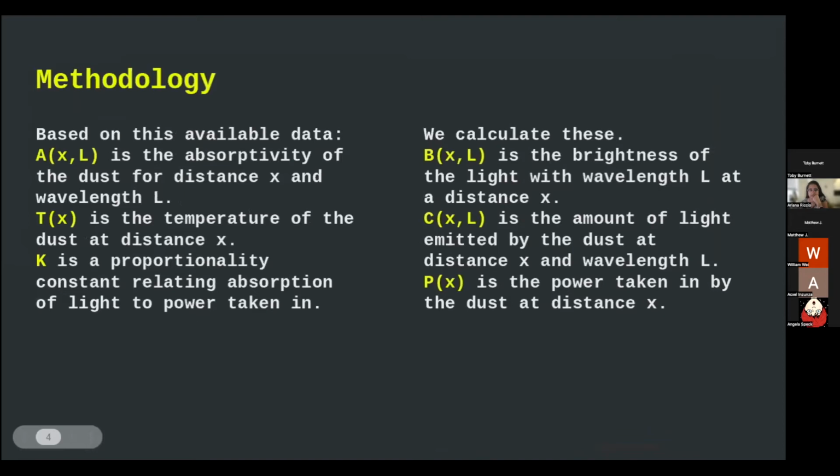Now for the methodology. The data we have available is A of X, L, the absorptivity of the dust for wavelength L and distance X, T of X, the temperature of the dust at distance X, and K, a proportionality constant relating absorption of light to power taken in. We try to calculate these other things. We have B of X, L, which is the brightness of the light with wavelength L at distance X, C of X, L, the amount of light emitted by the dust at distance X and wavelength L, and P of X, the power taken in by the dust at distance X.